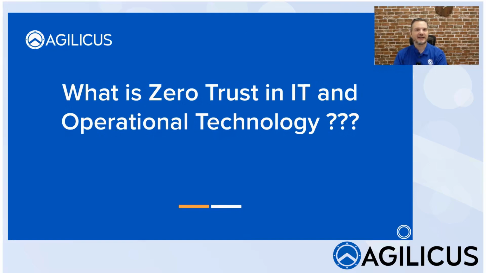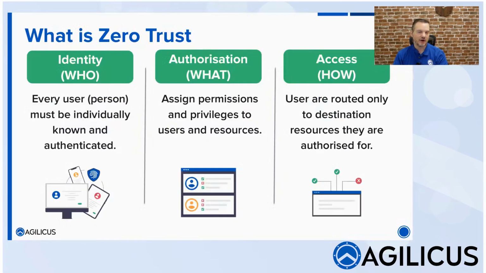So let's get on with it and let's look at what is zero trust in IT and in OT, or operational technology, and what this means for our platform. So here at Agilicus in our NEX platform, we deal with zero trust, the overarching principle, with three questions that we always ask about giving remote access to people or organizations within a system that might be driven by IT administration or into an industrial control system where we have different OT zones.